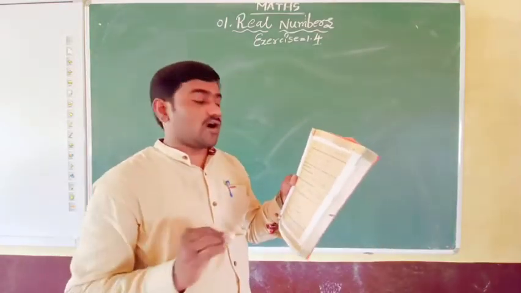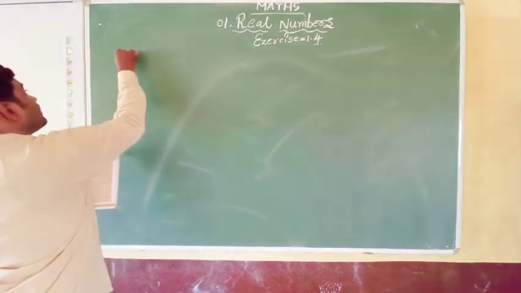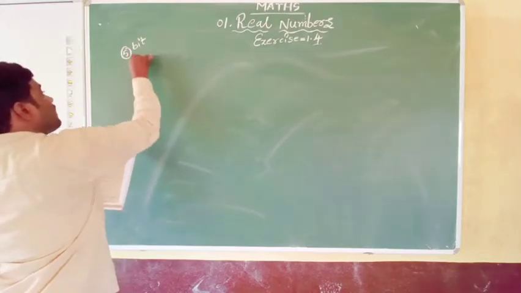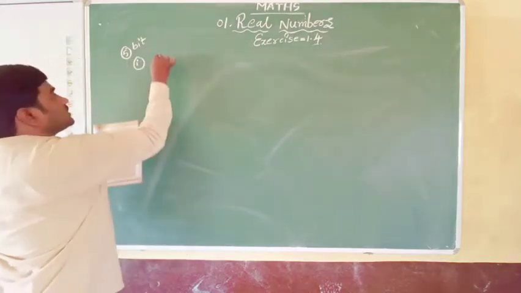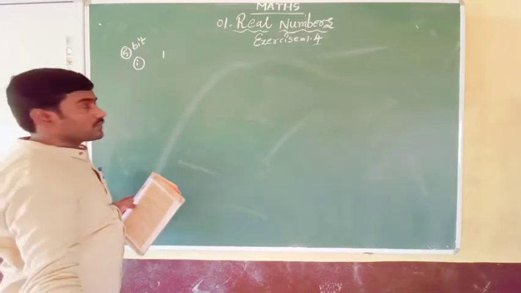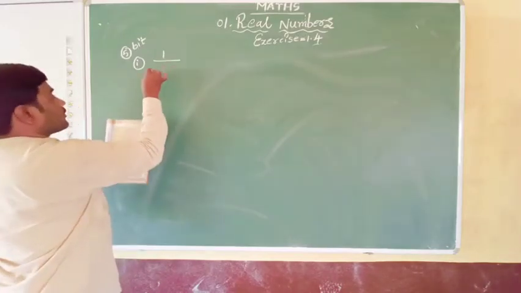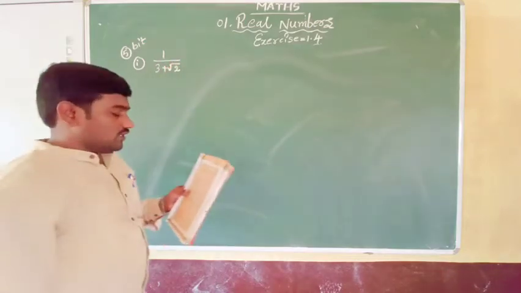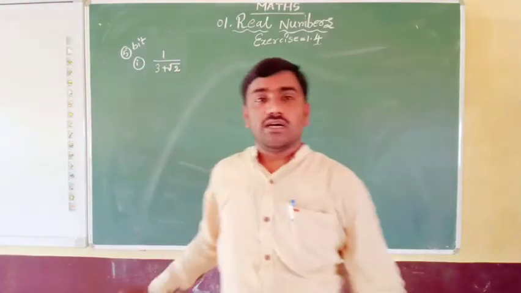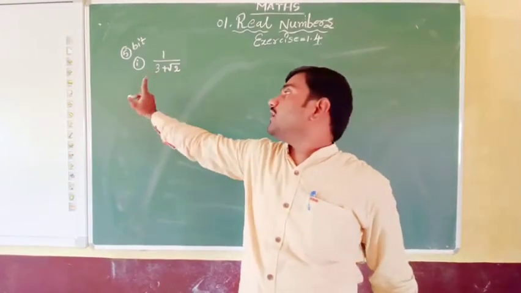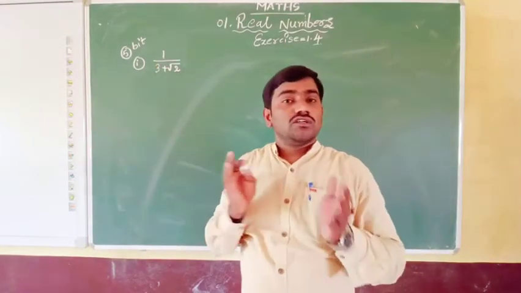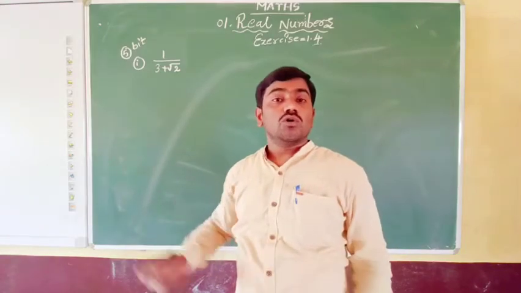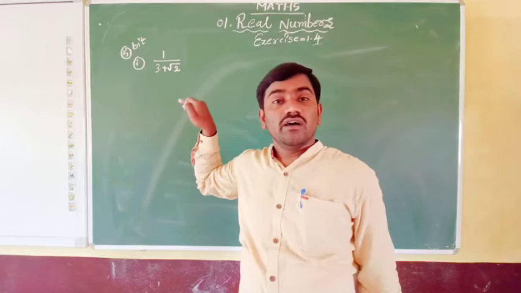Rationalize the denominator of the following. The first one in the 5th bit: 1 by root 3 plus root 2. Rationalize the denominator. See that the denominator is an irrational number, 3 plus root 2. The sum of one rational and one irrational number is always an irrational number. So this denominator is an irrational number.